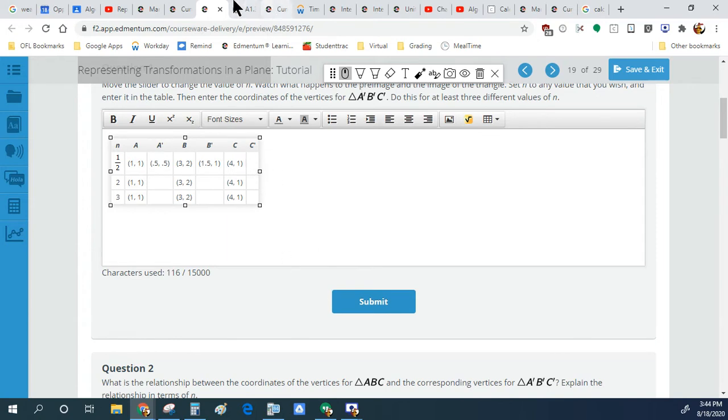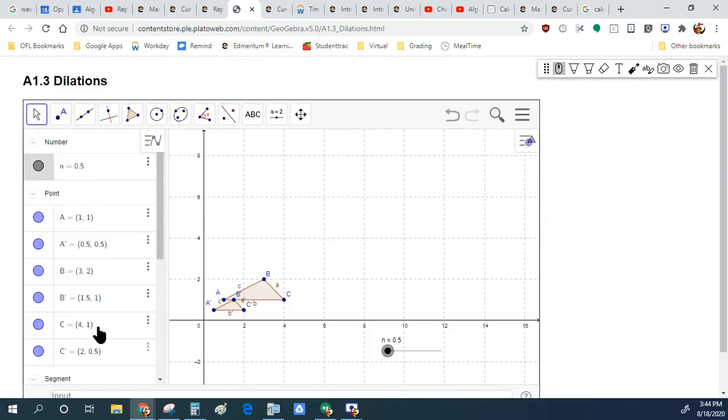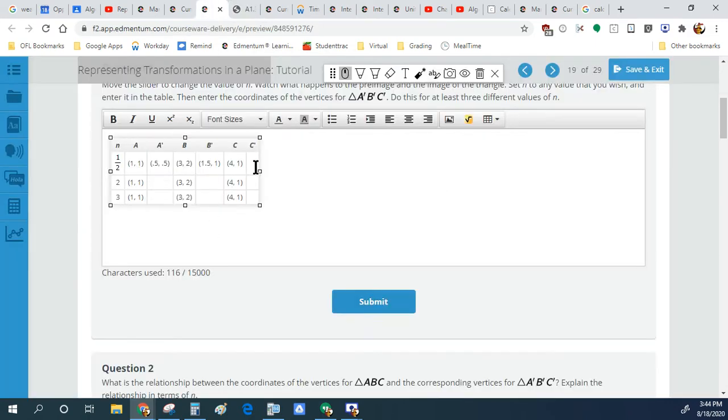And then I'm going to do the same thing for C. So for C, I'm going to look at my C prime. It's 2, comma 0.5. So this will be 2, comma space 0.5. Put in my parentheses. If you want to make it look nicer, you can put a little 0 here. I didn't do it over here, but I can. It just makes it look a lot nicer. And we're going to do it for 2.